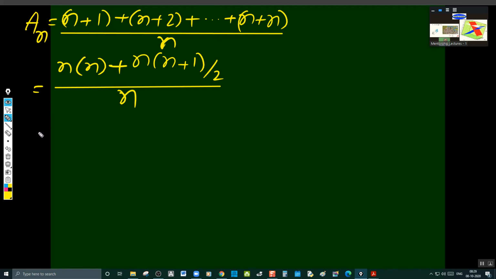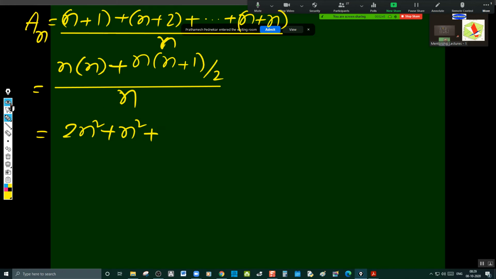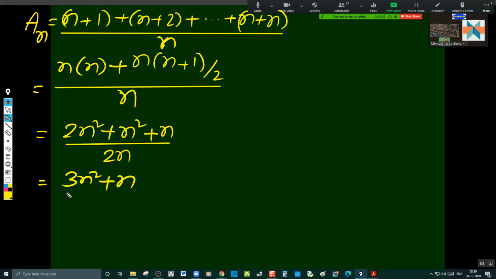So what happens if you take 2 as LCM in the numerator? It is 2n squared plus n squared plus n, whole divided by 2n. So your An is nothing but 3n squared plus n upon 2n.